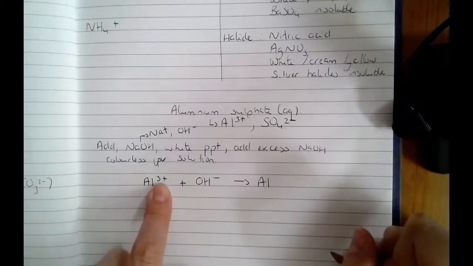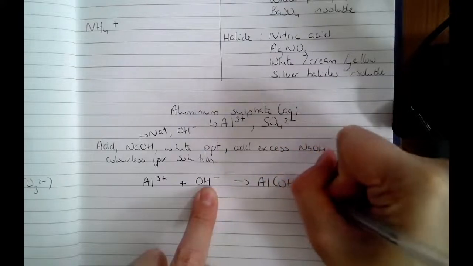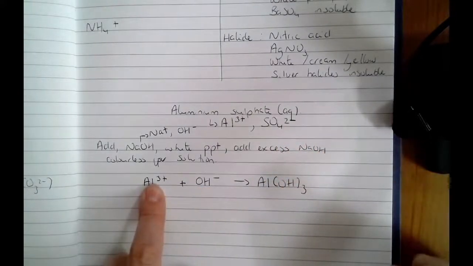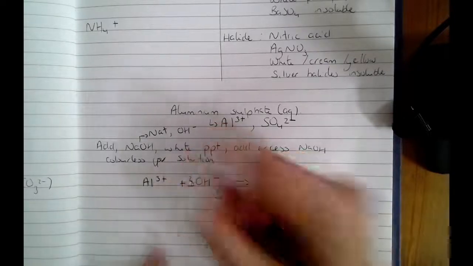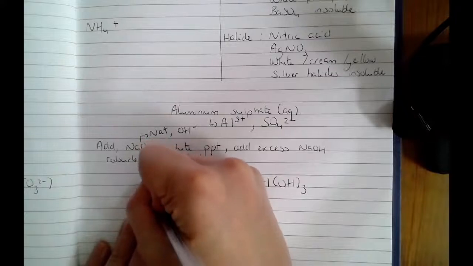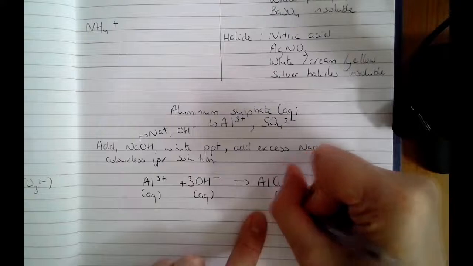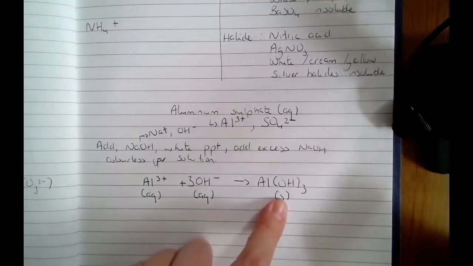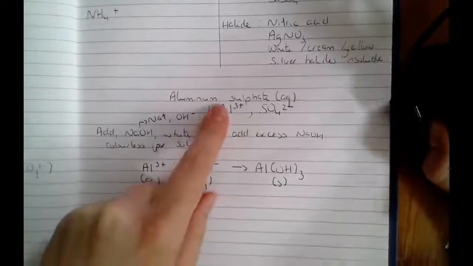This has got a 3+ charge, which means I need 3 hydroxide ions to cancel out the 3 positive charges in aluminium. So that's my formula for hydroxide. This isn't balanced. I'd need to put a big 3 here. And that's going to be my equation. If I was asked for state symbols, when they're ions, they're dissolved in water. But on this side, I'm forming a solid. I'm forming a precipitate, and it's white. So that's me showing that I've definitely got aluminium present.